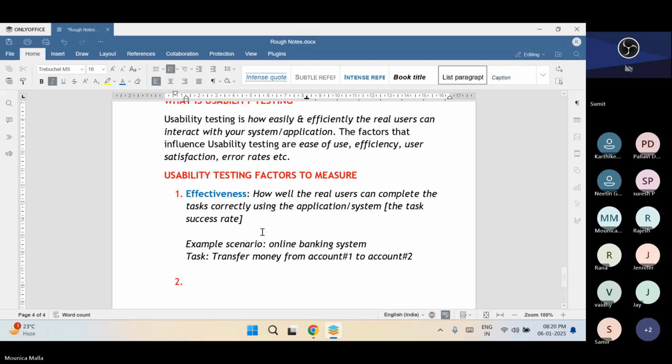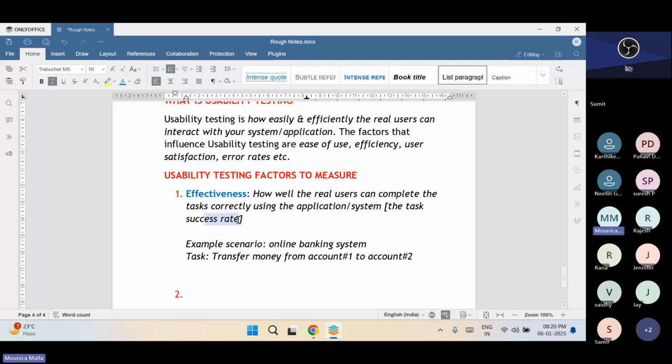Now, how do I define here the effectiveness? Meaning I have to define my success metric. I have to figure out how do I measure it, like what is the assessment for me to tell it is good or it is bad. So if I have to transfer money from one account to another account, what is the definition of effectiveness here? The success metric, meaning effectiveness, which means I'm talking about success rate.